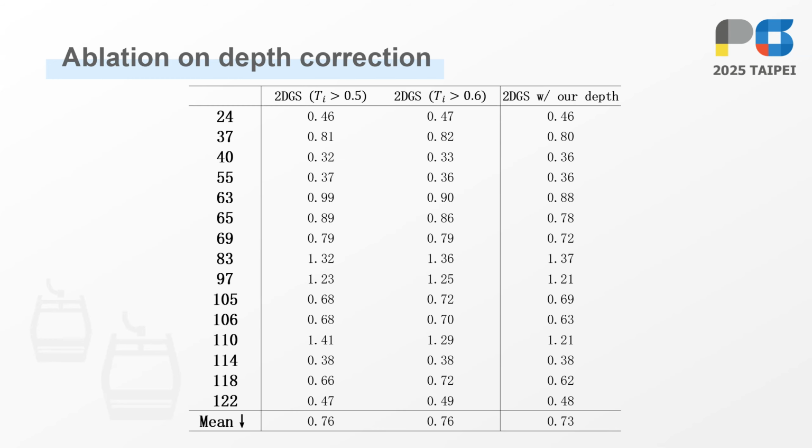2D GS uses a position where the transmittance decays to 0.5 as a depth value for a pixel. We attempted to increase this threshold to allow low opacity Gaussians to contribute more effectively to depth estimation, but this did not improve reconstruction quality. However, when we replaced the depth determination method with our approach, a significant improvement in reconstruction accuracy was observed.